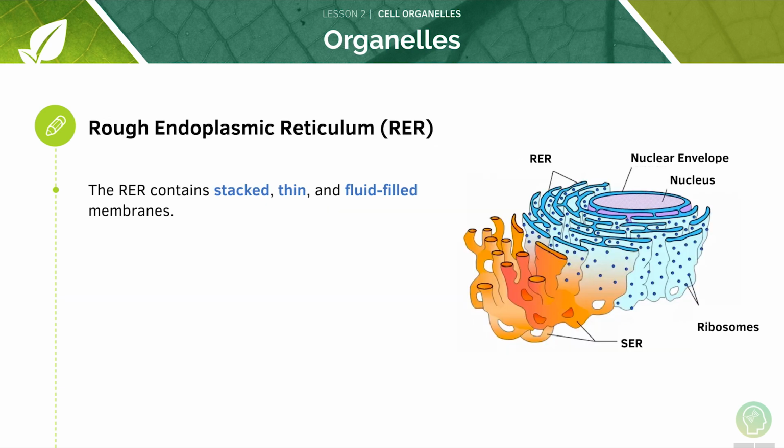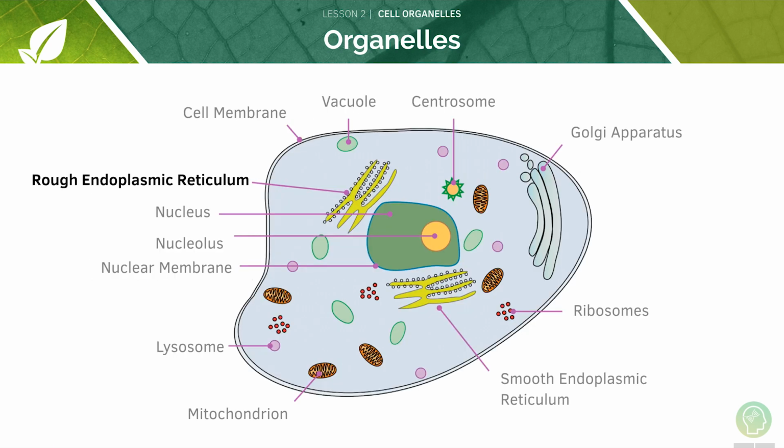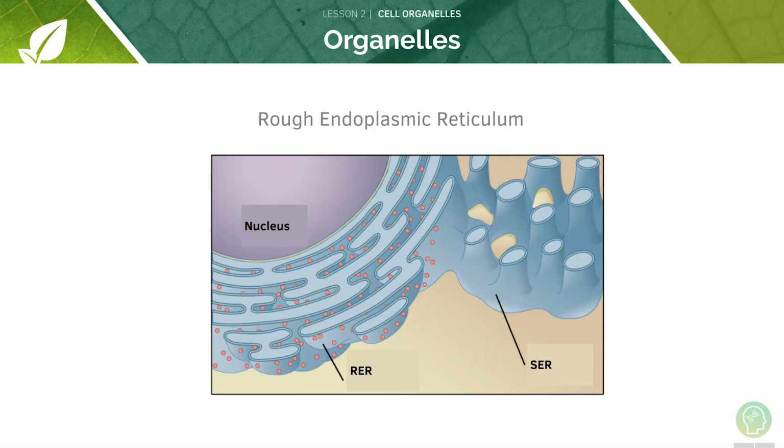The rough endoplasmic reticulum contains stacked, thin, and fluid-filled membranes. It's structurally very similar to the Golgi apparatus. It's a membrane-bound organelle located near the nucleus. Next up, we'll cover the rough endoplasmic reticulum in a bit more detail.